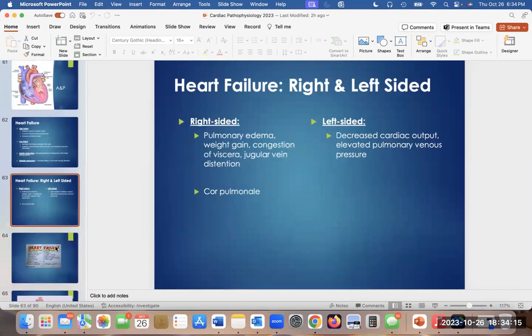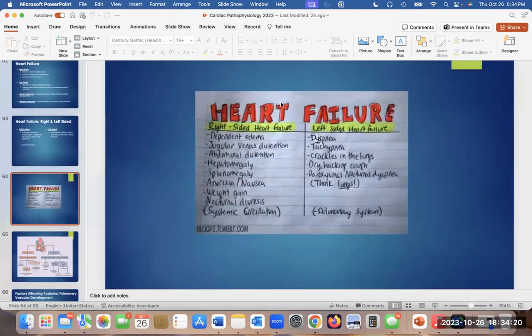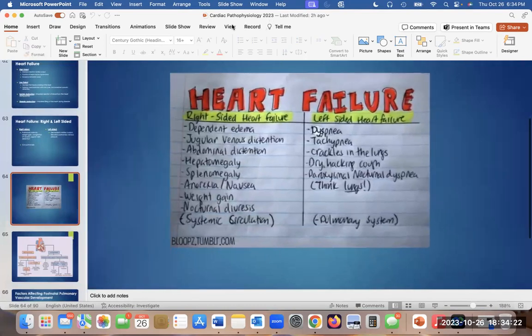We already talked about the symptoms, but I'm going to go over it one more time because heart failure is so important. So, this is not my handwriting.